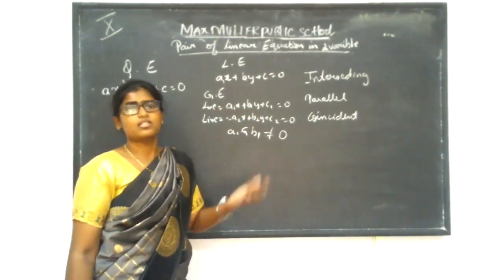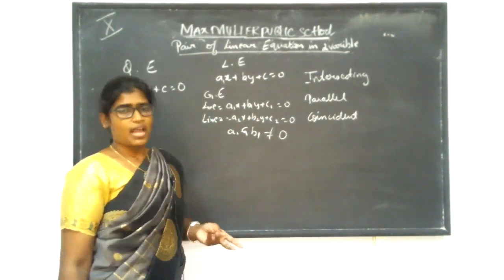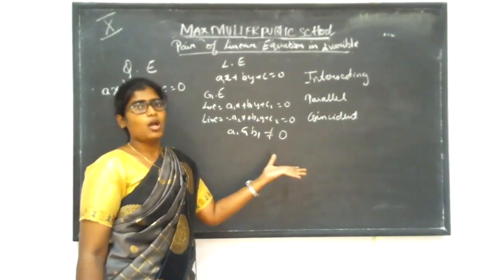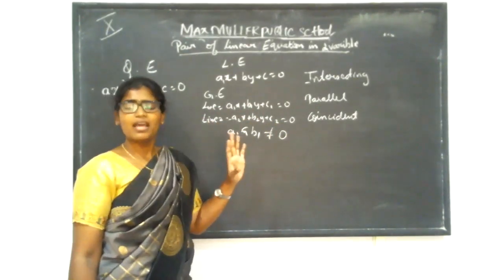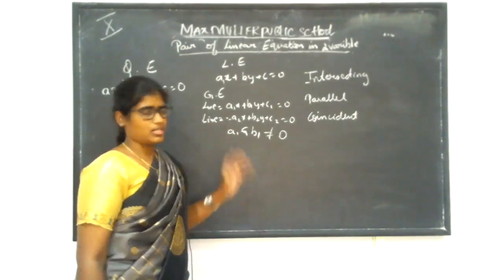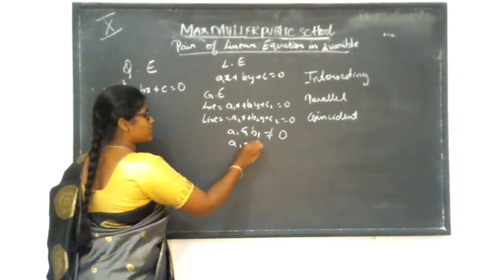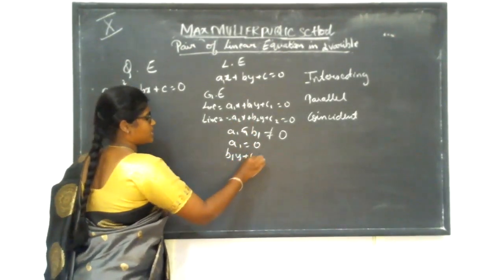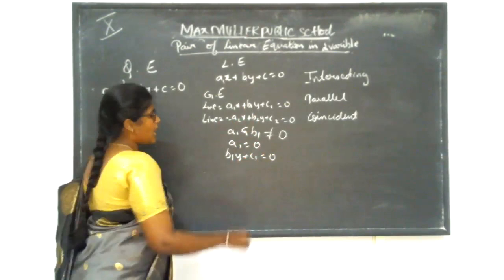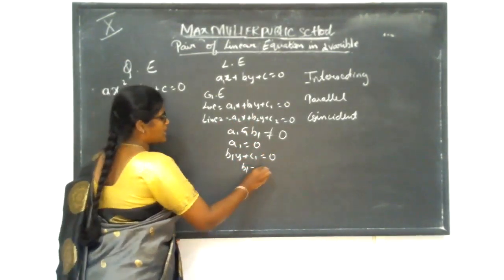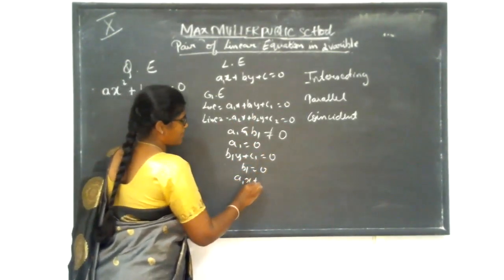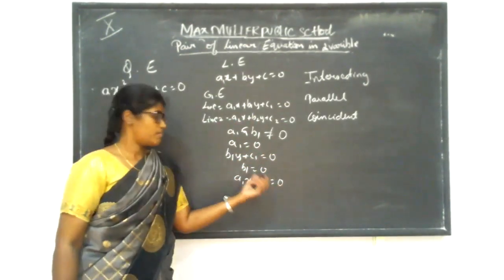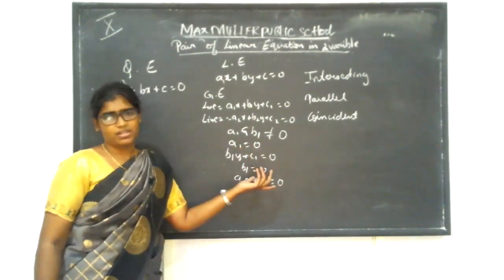Will you draw it on the x-axis or y-axis? You cannot draw it on any of the axes. So a1 and b1 should not both be equal to 0. If one is 0 and the other is there, it's okay for us. If a1 is equal to 0, then line 1 will be b1y plus c1 is equal to 0. If b1 is equal to 0, then it is a1x plus c1 is equal to 0. These are the general forms when a1 is equal to 0 or b1 is equal to 0.